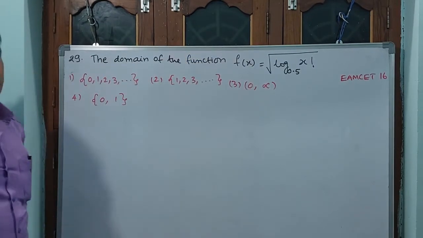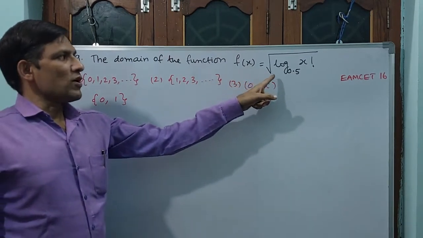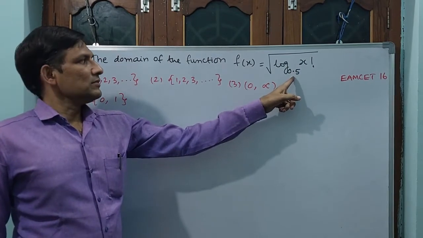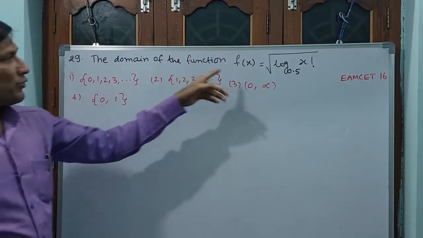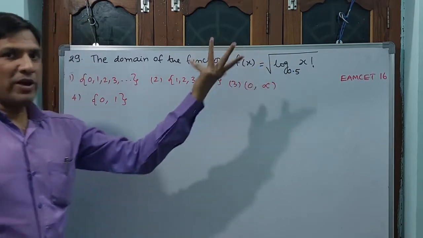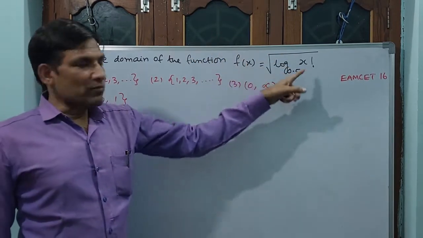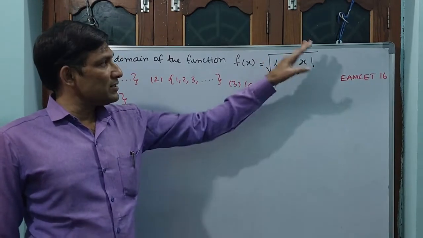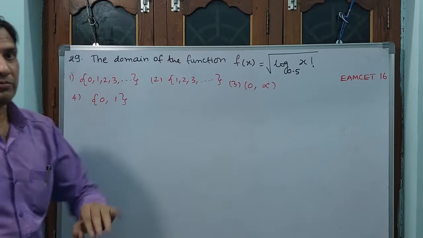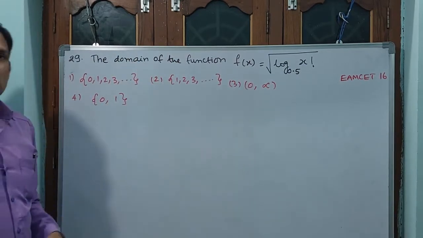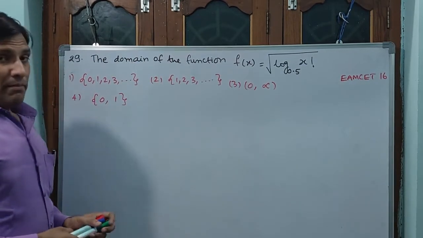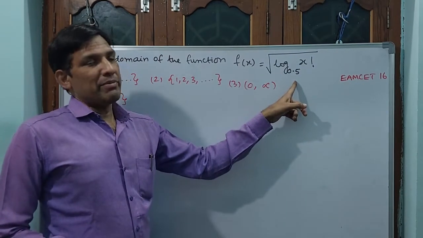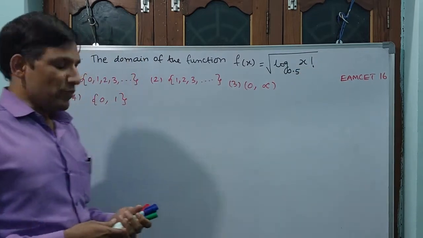The domain of the function f of x is equal to square root of log of x factorial divided by 0.5. Then see what you can give in place of x, they are asking. Domain means that only. See here, if you observe carefully, this is in the numerator only, which is not in the denominator. That means this entire thing can become 0. That is not a problem. Even if it becomes 0, the function is defined. But under the square root, you should not get a negative number. That you keep in your mind.